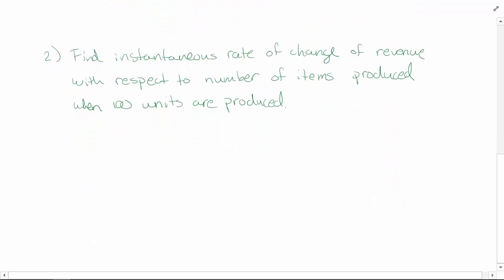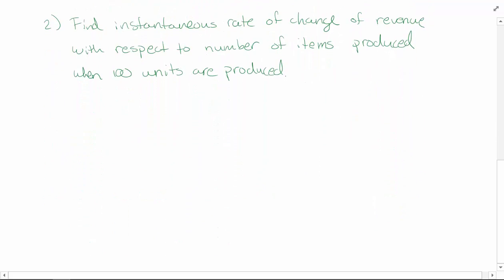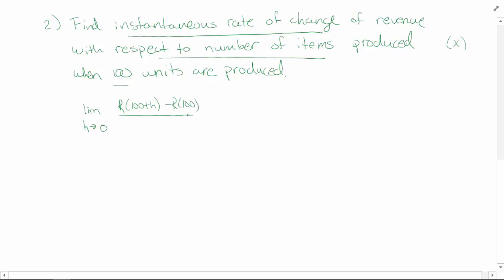In calculus, we often want to know the instantaneous rate of change. So similar question, we've just changed it to instantaneous rate of change with respect to the number of items produced, which again in our case is X, when 100 units are produced. That's going to look like the limit as H approaches 0 of R of 100 plus H minus R of 100, all divided by H. This is instantaneous. It's the slope of the tangent line to the curve right at X equal to 100, instead of the slope of the line between 2 points, 100 and 101.